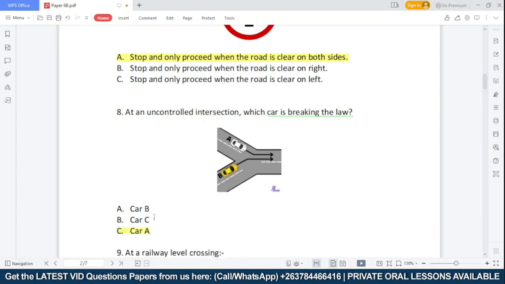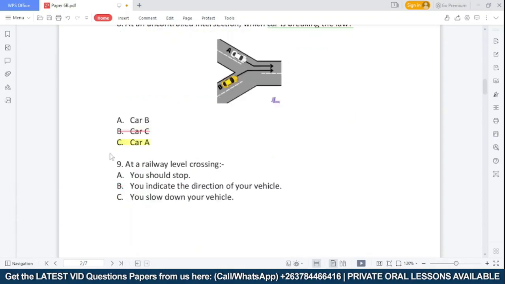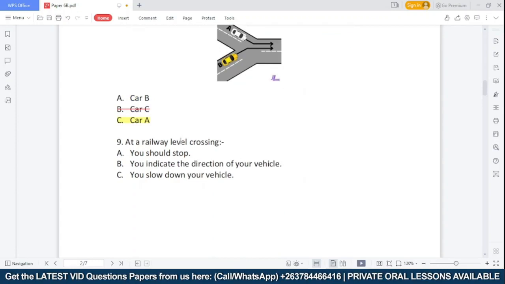You just need to cancel out car C because it is not there. It was just given to trick you. So the correct answer for number 8 is going to be what? C. Number 9, at a railway level crossing.